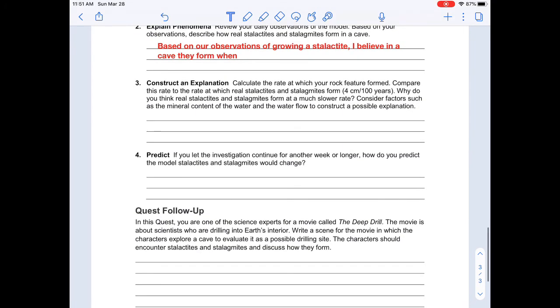Okay, next question. Calculate the rate at which your rock feature formed. Compare this rate to the rate at which real stalactites and stalagmites form. So on average, we say that most stalactites grow about 4 centimeters every 100 years. So that's a really slow growth rate. It takes a very long time for these structures to grow in caves.